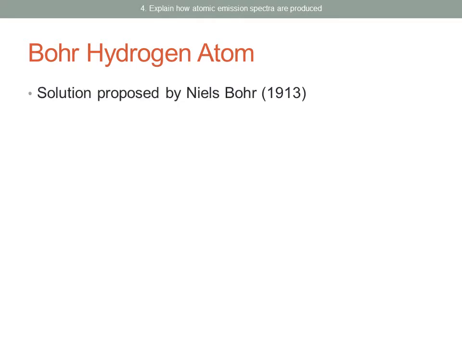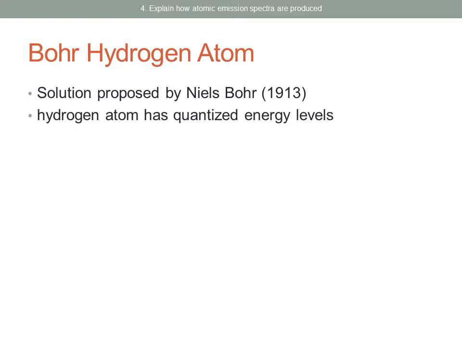Well, the first solution to the problem came in the form of what is now known as the Bohr hydrogen atom. It was proposed by a Danish physicist by the name of Niels Bohr. You can see he proposed this in 1913, so a little over 100 years ago. And his solution was that the hydrogen atom has quantized energy levels.